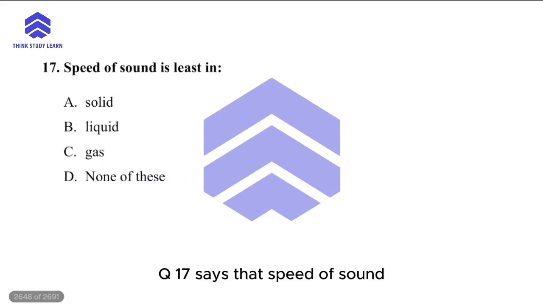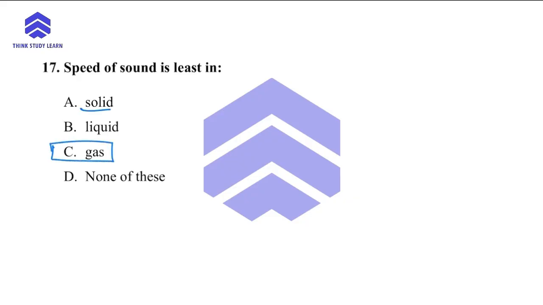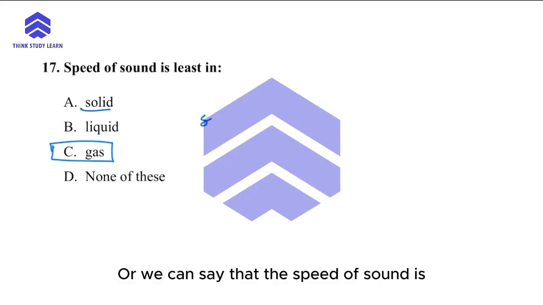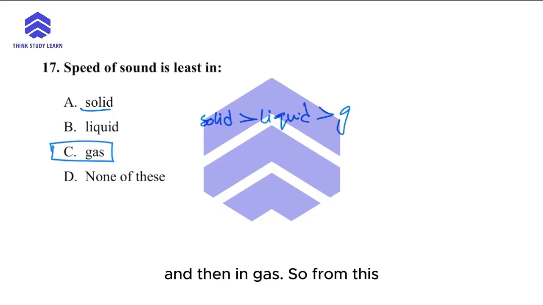Question 17 says that speed of sound is least in. We know that the phase of matter has a large impact upon the elastic properties of a medium. So we can say that the bond strength between particles is strongest in solid and weakest in the gaseous state. Or we can say that the speed of sound is highest in solid, then in liquid, and then in gas. So from this we can say that the speed of sound is least in gas. Therefore, option C is the correct answer.